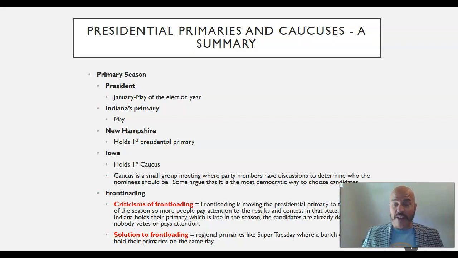Their vote still counts. Those primaries are still really important. Whereas, again, in Indiana in May, oftentimes it's chosen or it's down to two candidates. We don't get to pick from amongst the whole bunch.